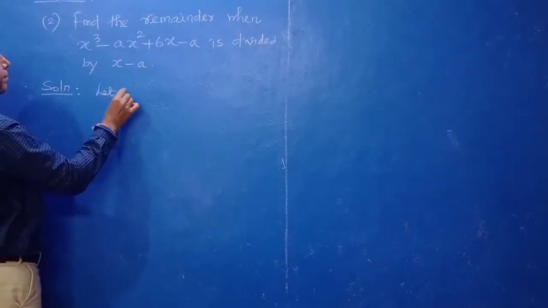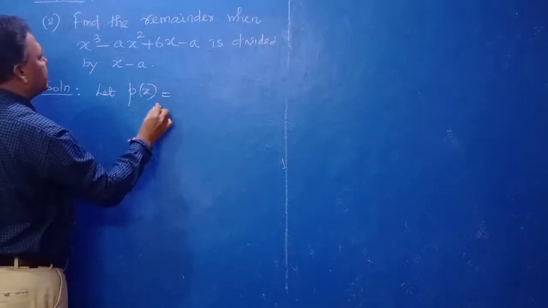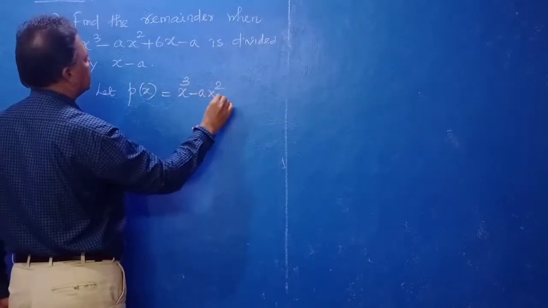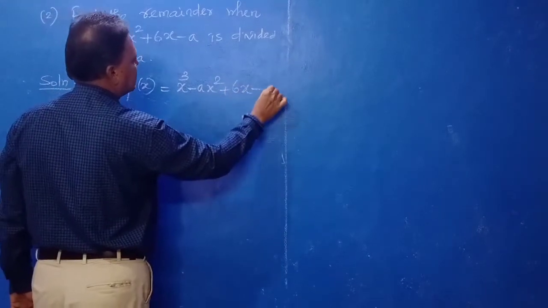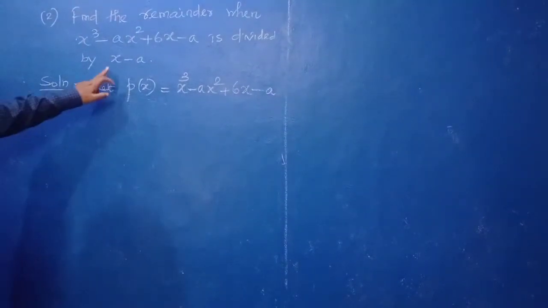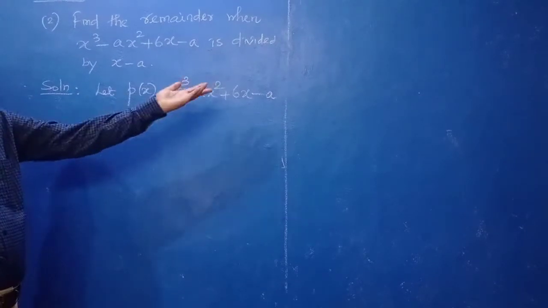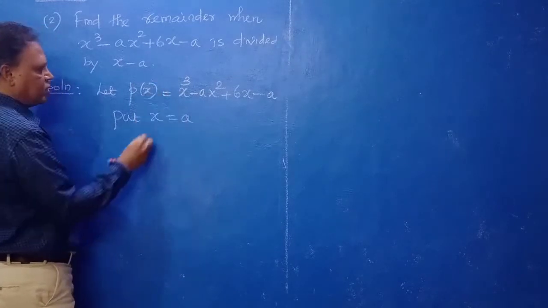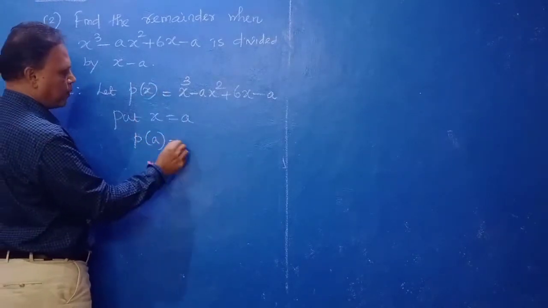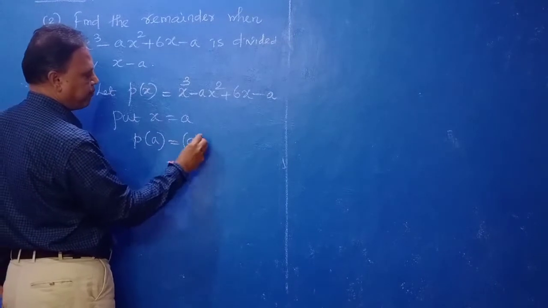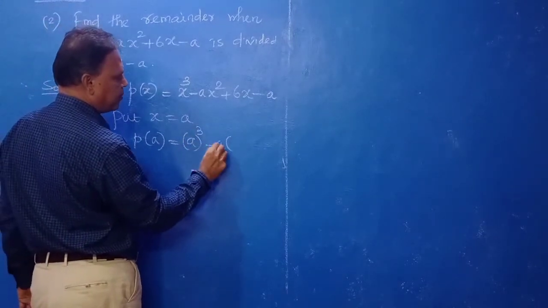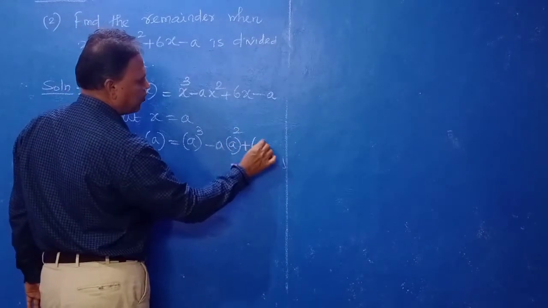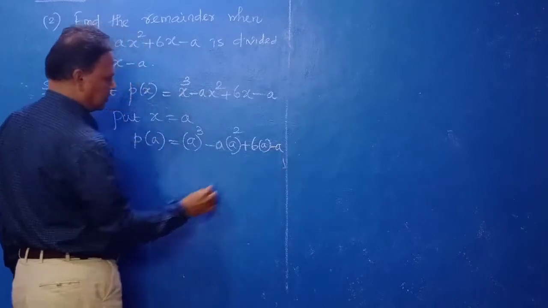So take this one as p of x. Let p of x equal x cube minus ax square plus 6x minus a. Put x minus a equal to 0, which means x is equal to a. So put x is equal to a and find p of a. Wherever x is there, put a. Better you put the value in brackets. That is good practice.